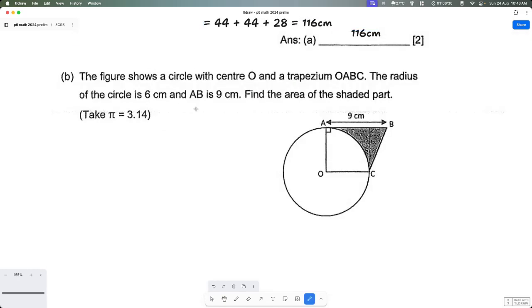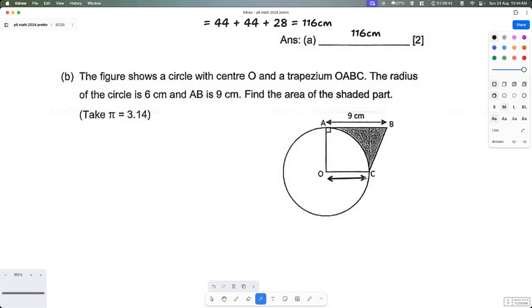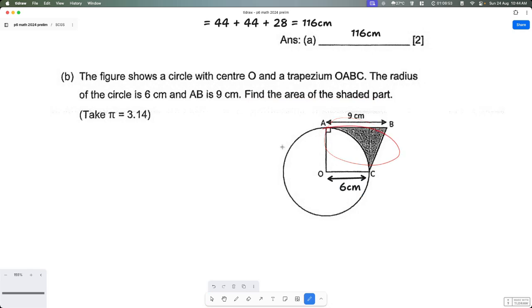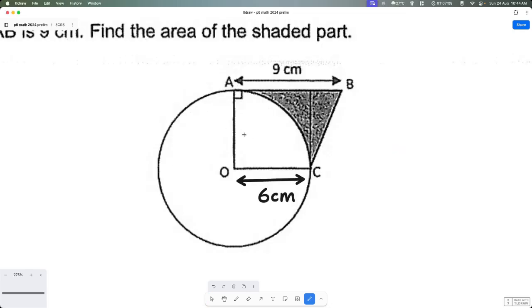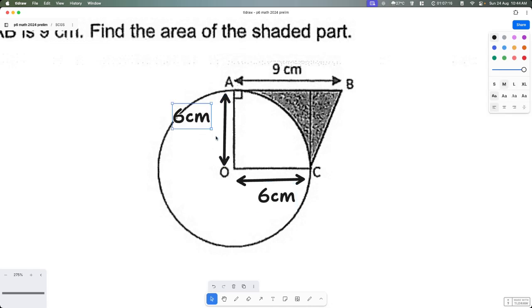Part B says the figure shows a circle with the center O and a trapezium OABC. The radius of the circle is 6 centimeters. Okay, let's do here 6 centimeters. And then AB over here is 9 centimeters. Find the area of the shaded part over here. If I were to zoom it in, we know that the radius is 6 centimeters. That means this is also 6 centimeters.